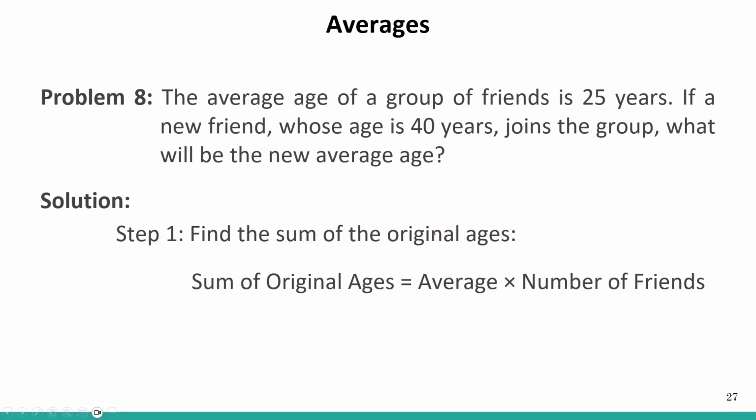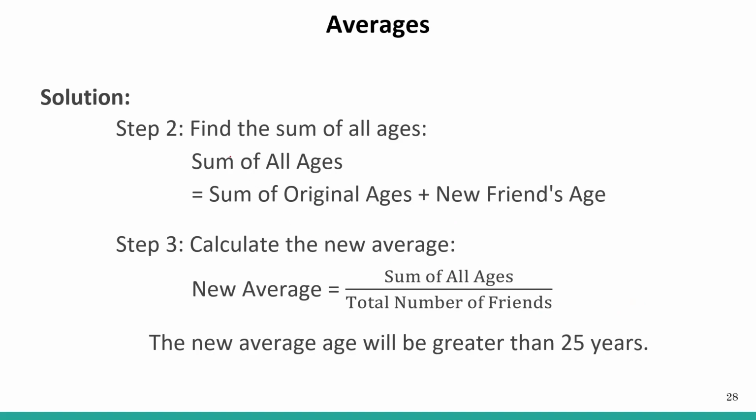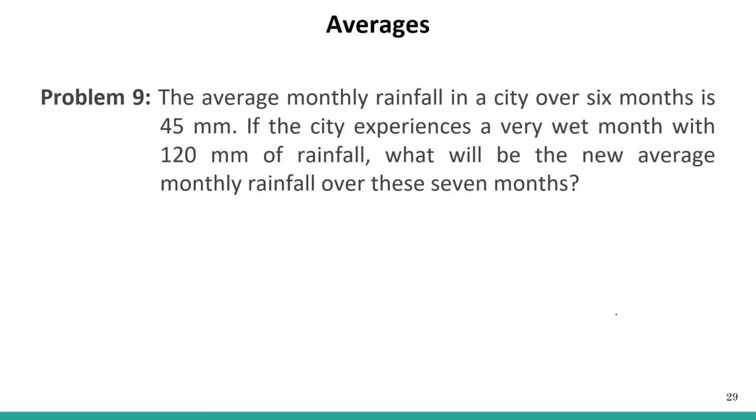So finding the sum of original ages is equal to what? Average into number of friends. So the sum of all ages is equal to the sum of original ages plus the new friend's age. So to calculate the new average, it will be the sum of all ages by the total number of friends. So the average age will be greater than 25 years for sure.